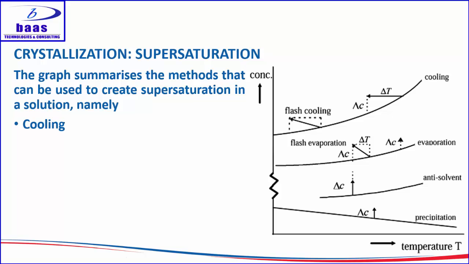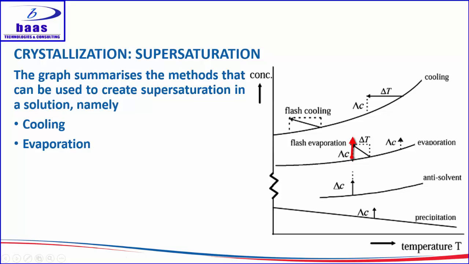The first method is that of cooling, where the temperature of the saturated or unsaturated solution is decreased, and hence you move across the saturation map, crossing the solubility curve into the supersaturated state. The second is evaporation. Evaporation can occur at a constant temperature, where you move directly vertical, where the temperature of the solution does not change.